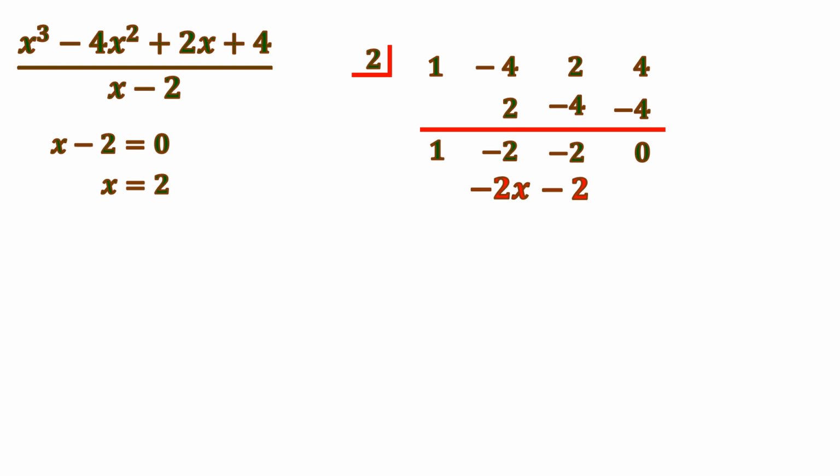Then the exponent will be increasing going to the left. So next after the x will be x squared. So it will become 1x squared. So we're going to remove the 1 to have the final answer, or the quotient. So it will be x squared minus 2x minus 2, which is the same result as the long division.